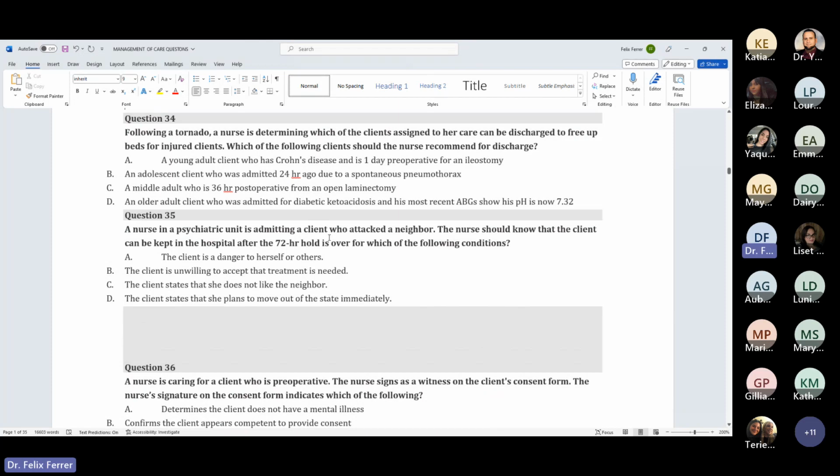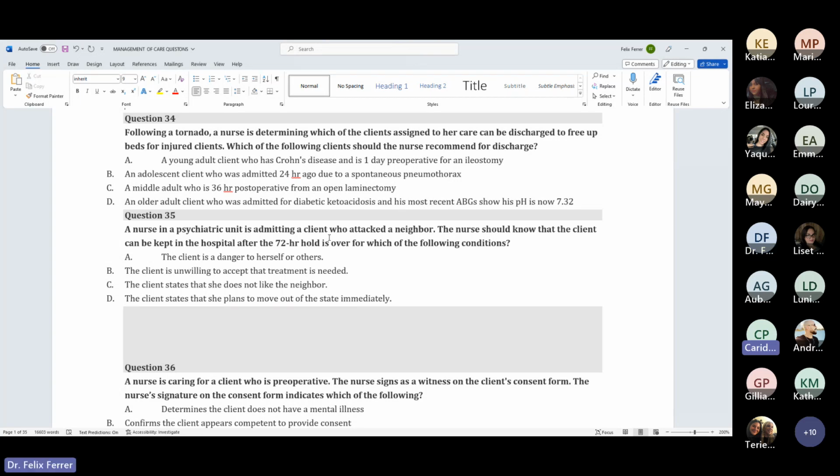Following a tornado, a nurse is determining which of the clients assigned to her care can be discharged to free up beds for injured clients. Which of the clients should the nurse recommend for discharge? A. Yeah, it's not very severe. It's just stable.